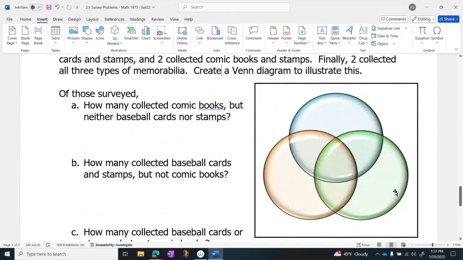Well, our book gives us the structure, right? Since the problem involves 3 types of things.